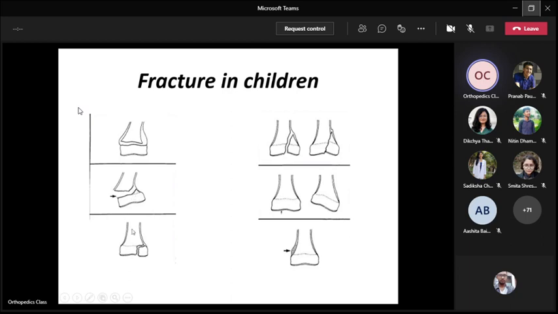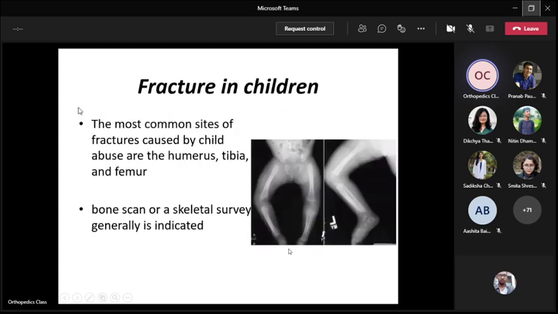Type 3 is an epiphyseal fracture with a growth plate separation. Type 4, there is a fracture of the epiphysis, growth plate, and metaphysis. All are involved over here. Type 5 is a crush injury, very difficult to diagnose on plain X-ray, and there is a crushing of the growth plate only. And sometimes it dilates. You have to see the posterior also.